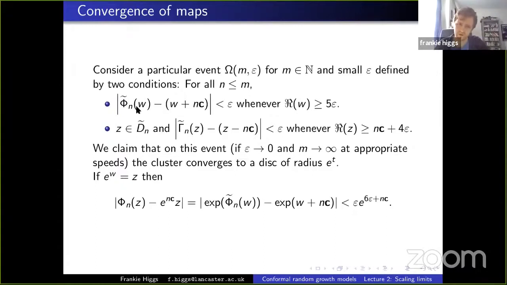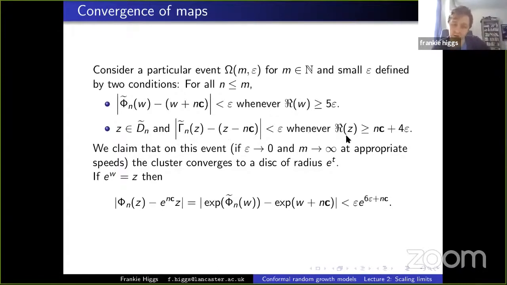show this first condition. So that is, instead of considering convergence of the map from the reference domain to the complement of the cluster, we can consider the maps from the complement of the cluster we have and the cluster we want back to the reference domain.